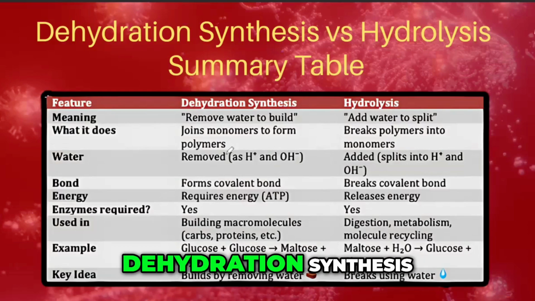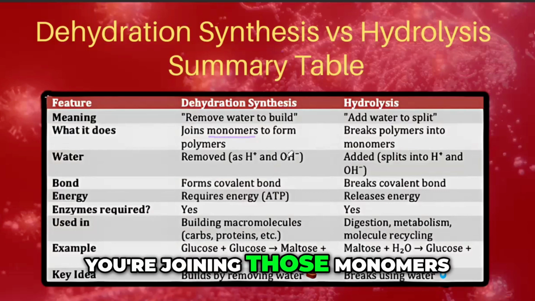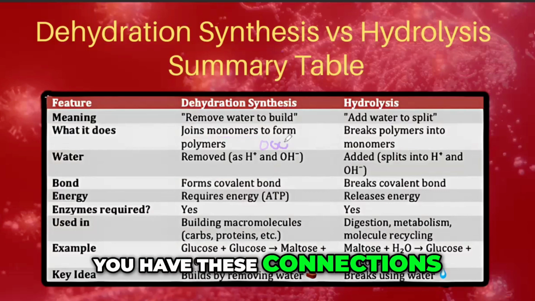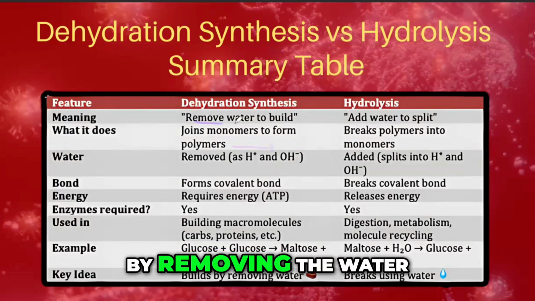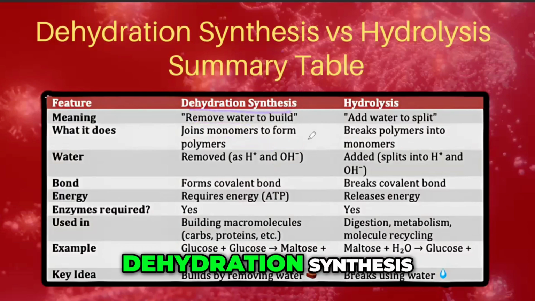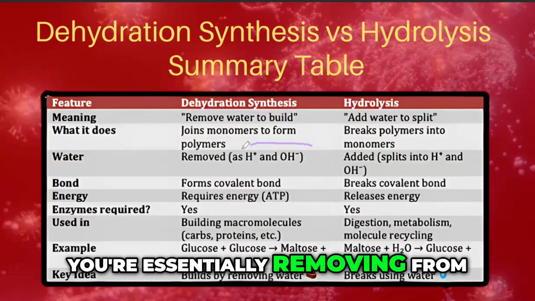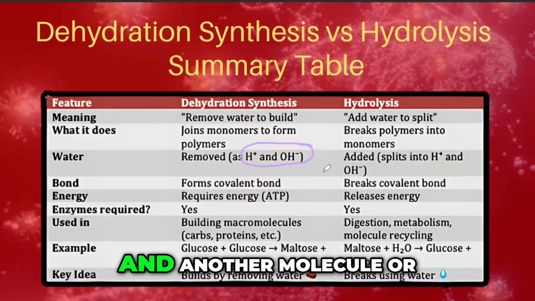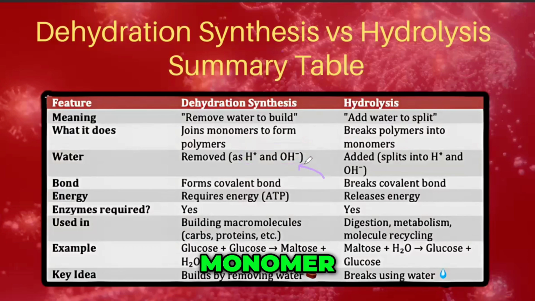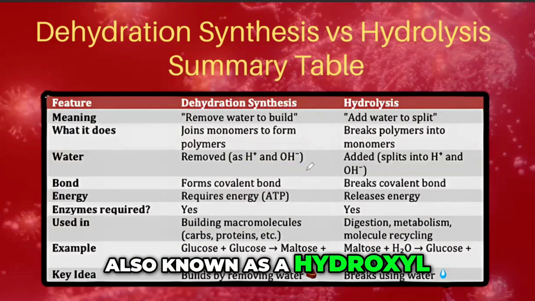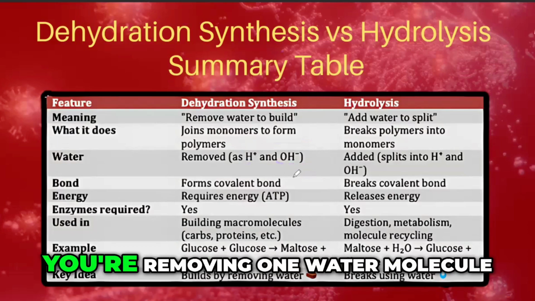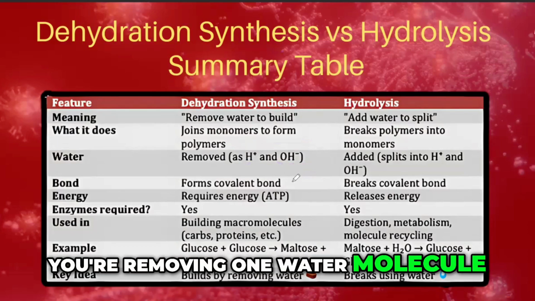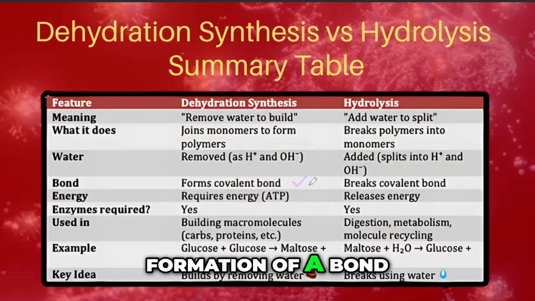Please note that for dehydration synthesis, you're joining monomers. You have these connections, you're joining them together, and they form polymers, and that is done by removing water in the process of dehydration synthesis. You're removing a hydrogen from one monomer and an OH from another monomer, and that OH is also known as a hydroxyl. If you notice here, there are two H's and one O. So essentially, you're removing one water molecule, which allows for the formation of a bond.